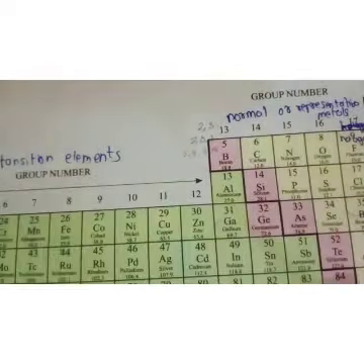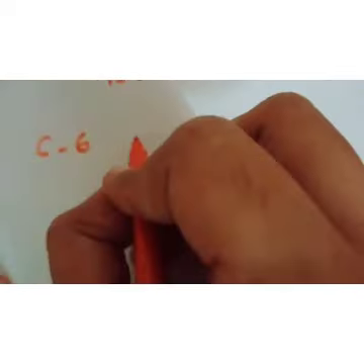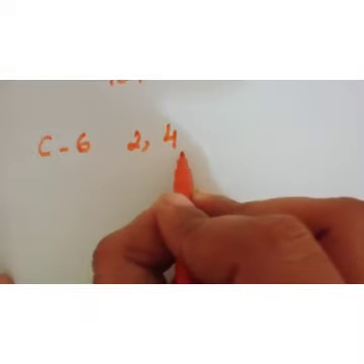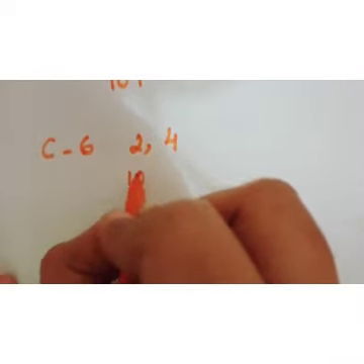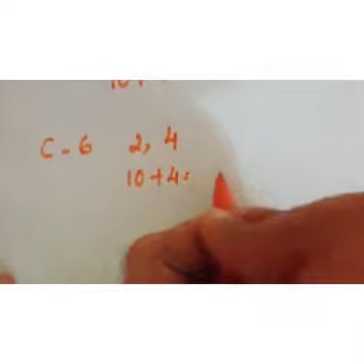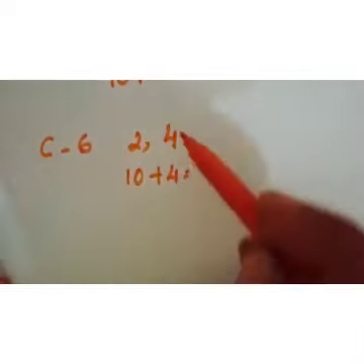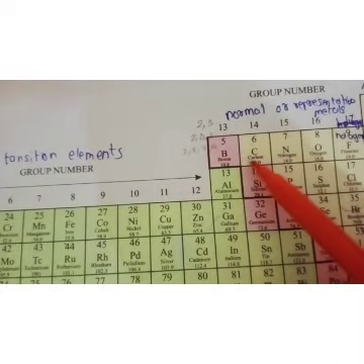Now for carbon. Carbon atomic number is 6. So how to write the electronic configuration? 2, 4. So the number of valence electrons is 4. Therefore 10 plus 4 is equal to 14. Group number is 14. Carbon belongs to group 14.